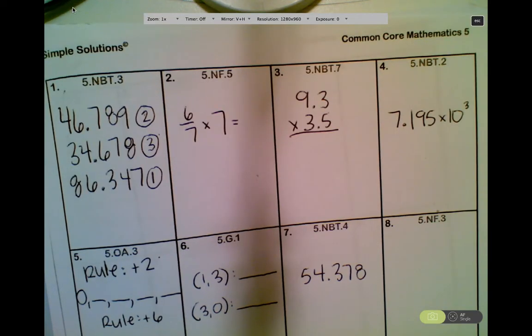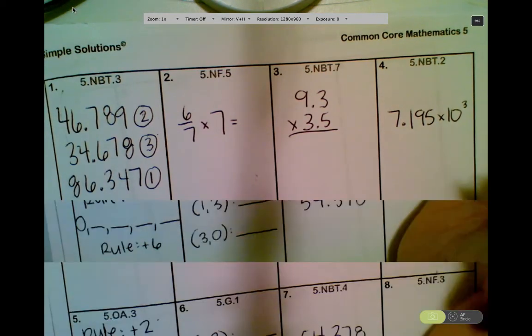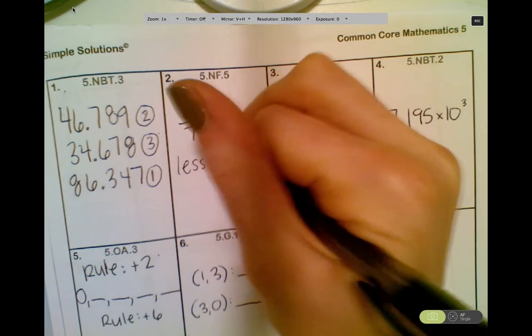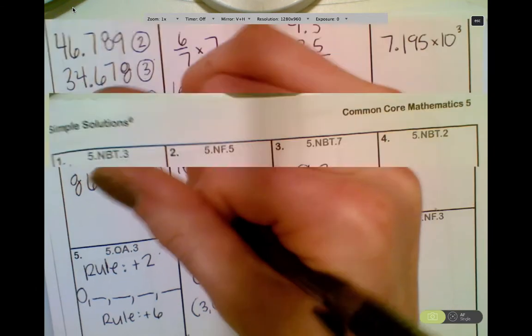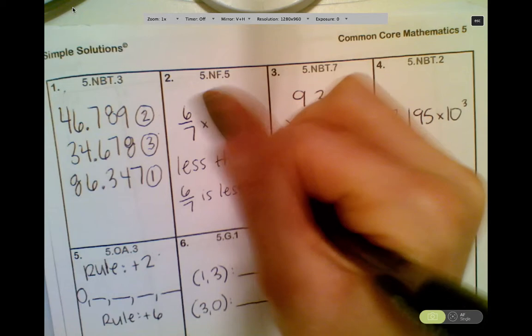Number 2, think about 6/7 times 7. Will the product be more than or less than 7? Explain. The product, or the answer, will be less than 7. You have to explain it, and you would say because 6/7 is less than 1.